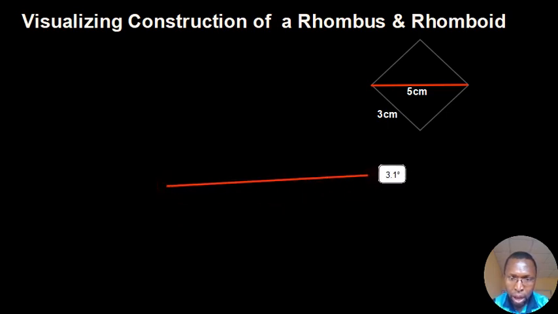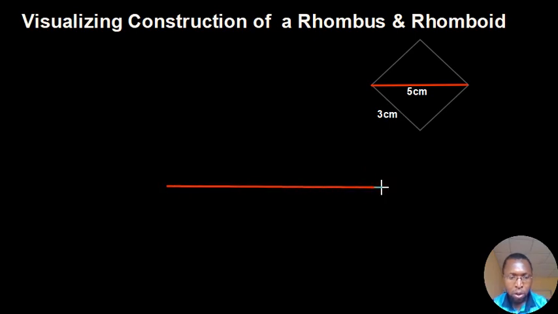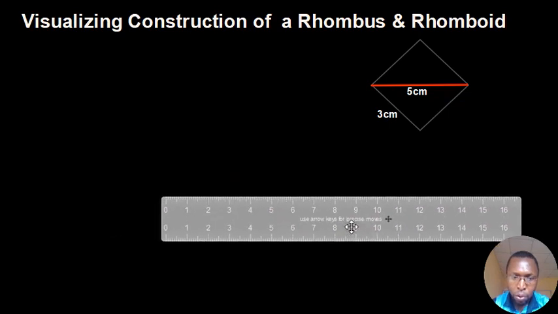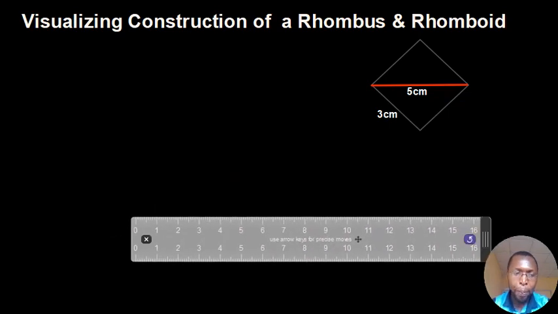So you draw a straight line. Okay. Let's get our ruler and measure 5 centimeters. So this is our ruler now. So we get our pencil and draw a line of 5 centimeter as given in the question. So that's it. Not perfect.